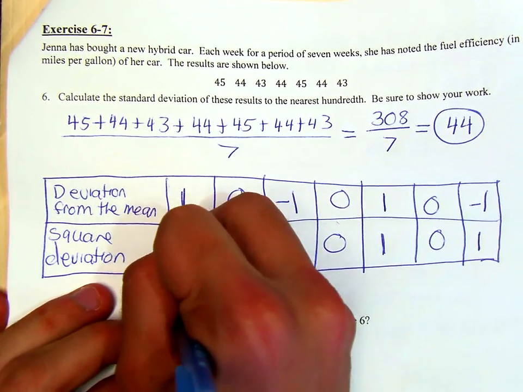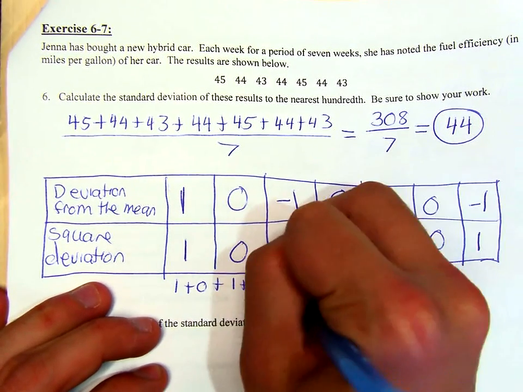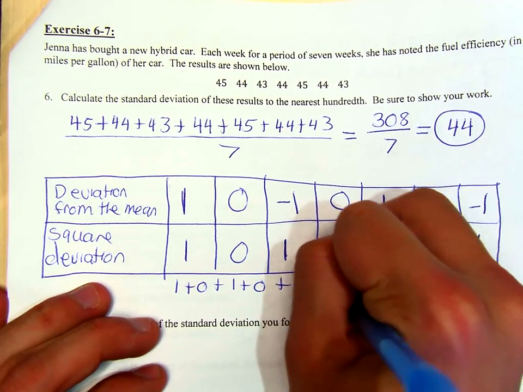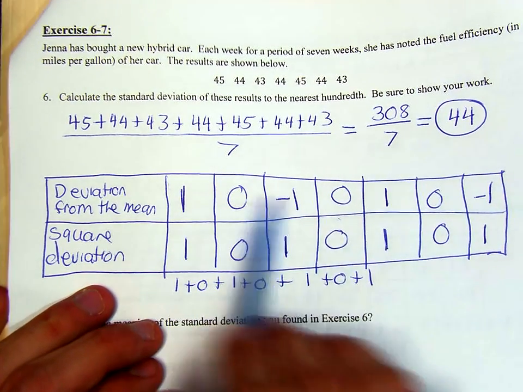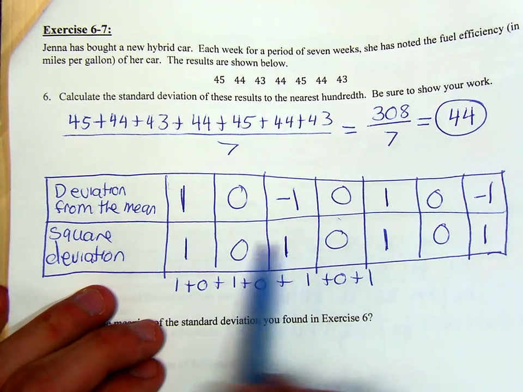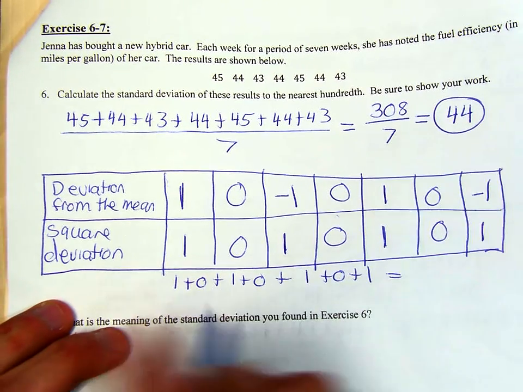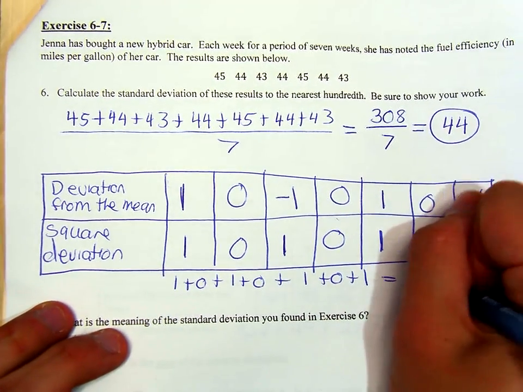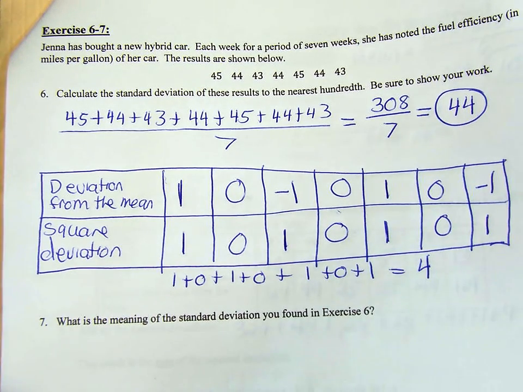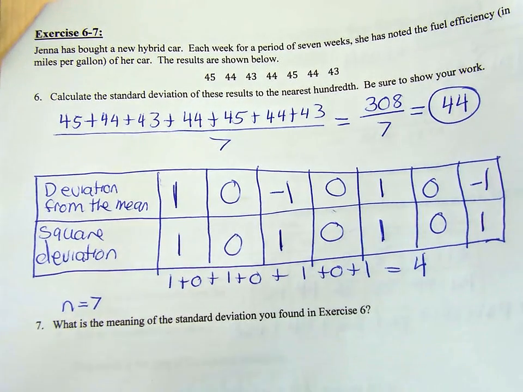Now what we want to do is we want to add up these square deviations. So I'm going to add them up. So I have 1 plus 0 plus 1 plus 0 plus 1 plus 0 plus 1. So all I'm adding up is the whole square deviation. Nothing with the deviation from the mean, but all of these squared deviations, I'm going to add them all up. If you add all these up, it would just be 4. And we know that n is equal to 7.